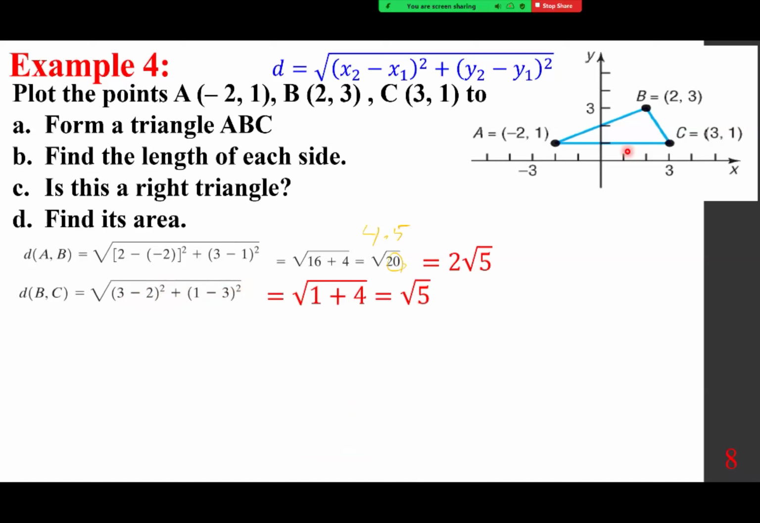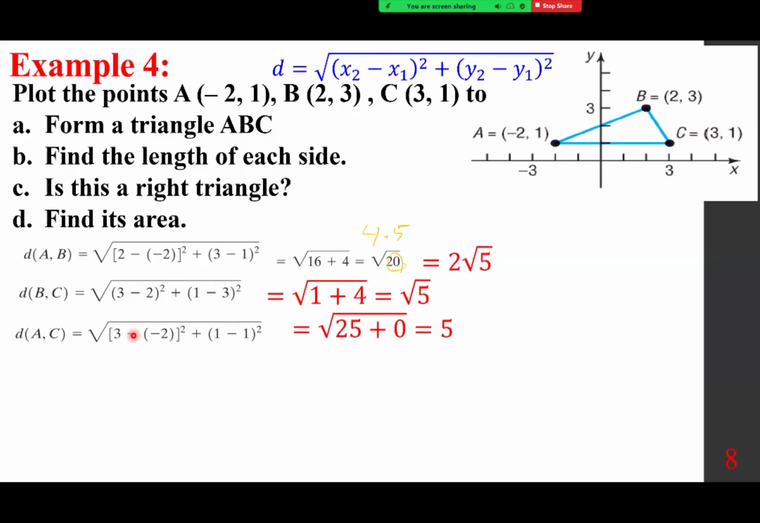Now we want to find AC. By the way, you may notice because they have the same y coordinates, you can say 3 minus negative 2, which is 5. You can do it that way. If they have one of the coordinates that are the same, you can do it that way. But anyways, going with the distance formula, we have 3 minus negative 2 quantity squared plus 1 minus 1 quantity squared. And this is 0, this is 5. Square it, you get 25. And take the root, you get 5.